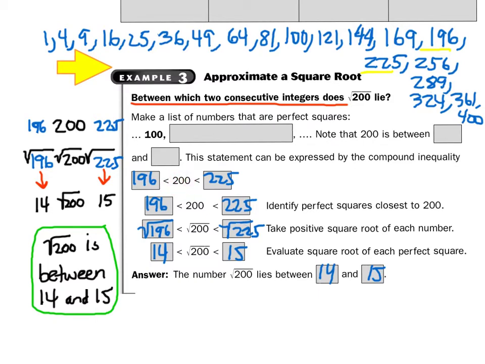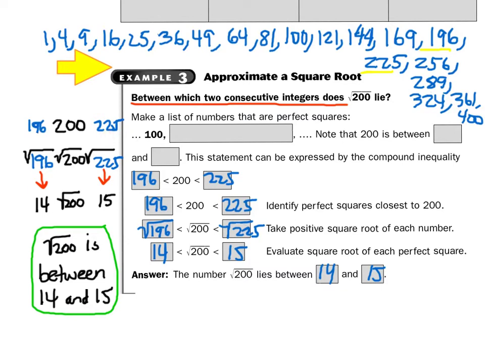See how I just took the number under the radical, the 200, and let me do it over here. It's easier if you look in the margin. See how I put the 200? I want to find the two perfect squares that are closest to 200. So I see 196 is a little bit smaller, and 225 is a little bit bigger. So I put them in order. The smaller one on the left, the bigger one on the right.